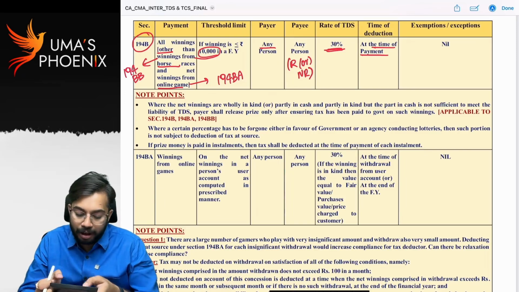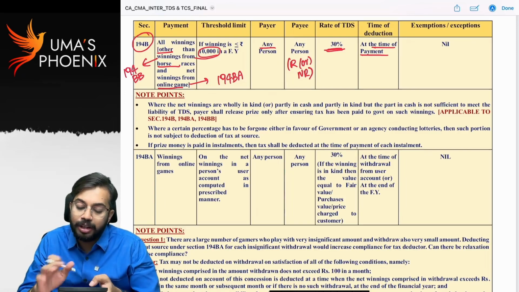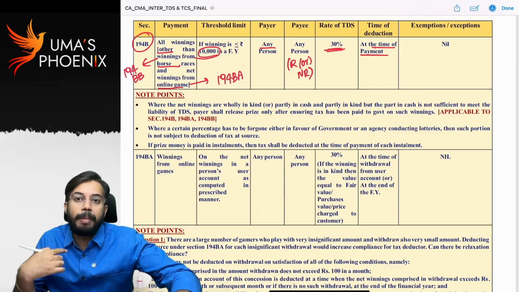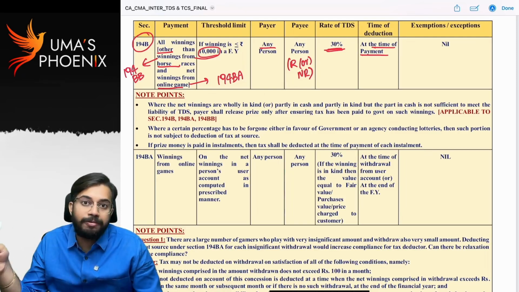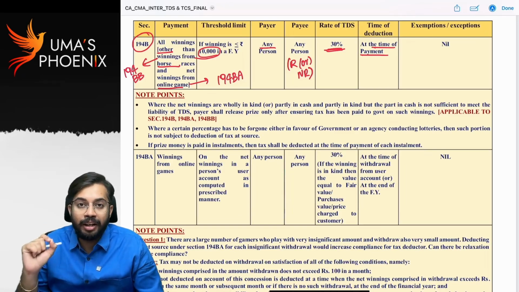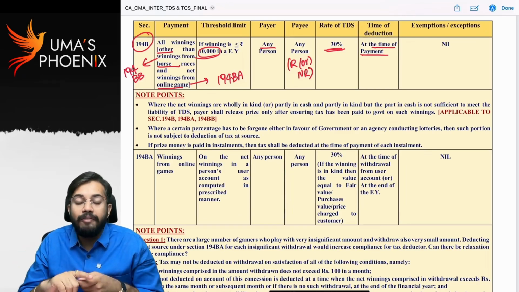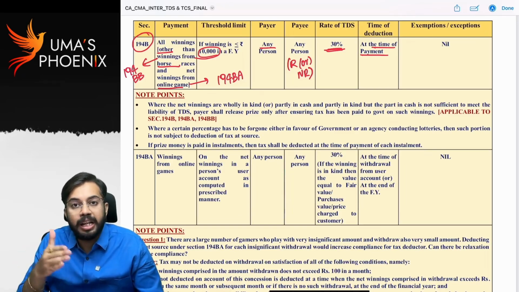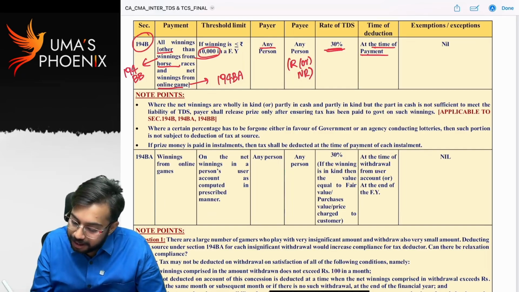80,000 divided by 5, how much? I think 14,000. Sorry, 16,000. So every month he will pay me 16,000 rupees for the next 5 months. On the 16,000 rupees, TDS is required to be deducted at the rate of 30%. That means when the winning amount is paid in installments, TDS is also required to be deducted for each installment at the rate of 30%. Is it clear?